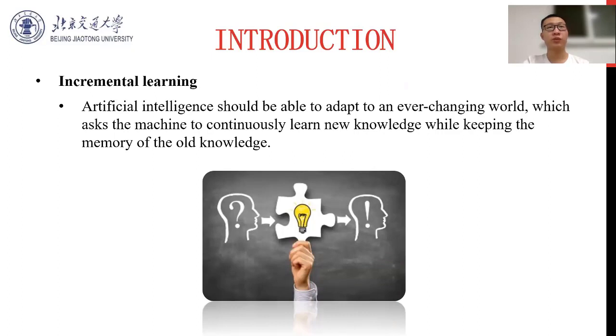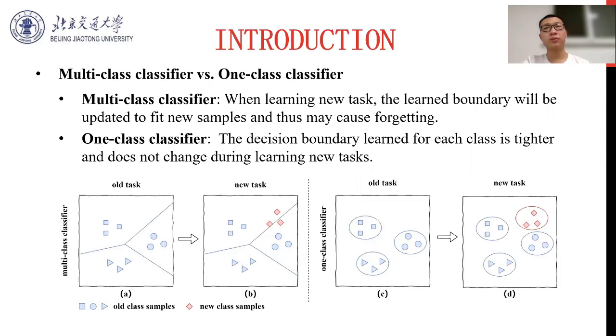Artificial intelligence should be able to adapt to an ever-changing world, which asks the machine to continually learn new knowledge while keeping the memory of the old knowledge. Most existing methods use multi-class classifiers to deal with the classification task. However, the learned boundary of such methods will be updated to fit new samples, which may cause forgetting. In contrast, the boundary of a one-class classifier is tighter and won't be changed during learning new tasks.